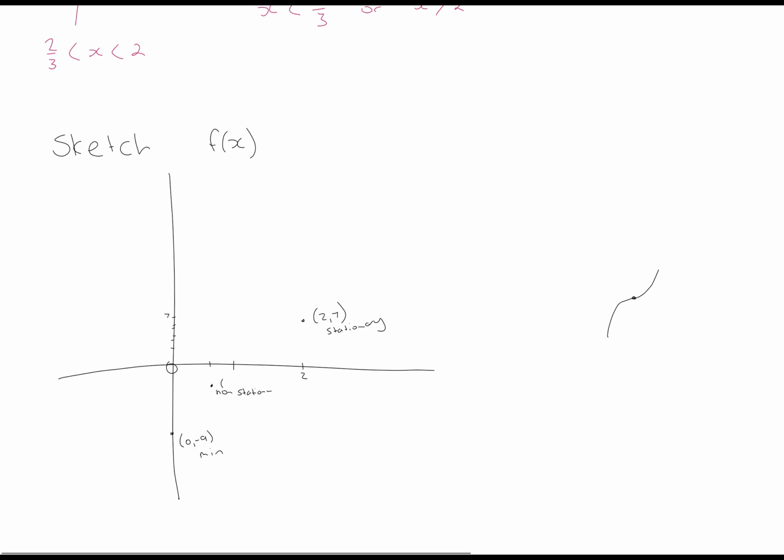That was 2/3, -2.48. Now a non-stationary point is when the graph might be like this and it's here. So it's not at a flat point on the graph horizontally. This one has horizontally a 0. This one does not have that.